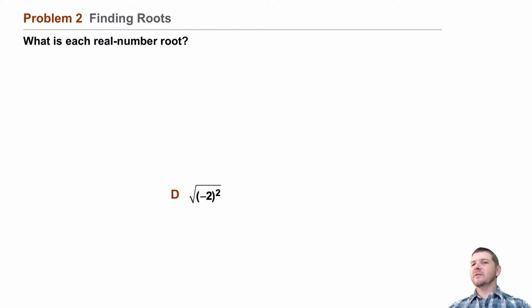Part D. The square root of negative 2 squared. Well, the square root of negative 2 squared is the same as the square root of 4, and the principal square root of 4 is 2.